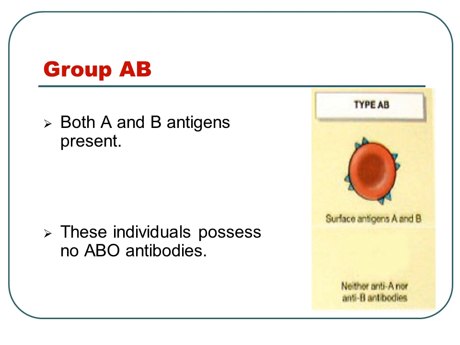Group AB. In a group AB individual, their red cells have A and B antigens. These individuals possess no ABO antibodies, that is, no anti-A or anti-B.